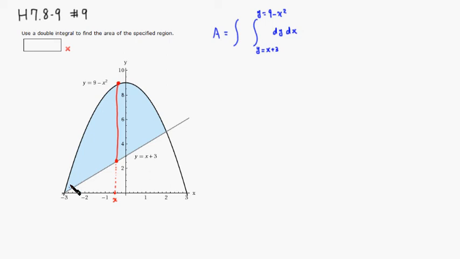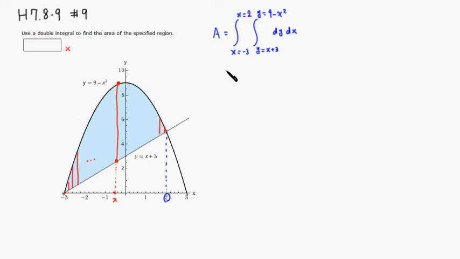Then in order to cover the entire area, x is going to have to start from x equals negative 3, and keep on covering, all the way to where I'm going to go straight down, up to 2. So x is going to go from negative 3 all the way to positive 2. Alright, so let's evaluate this.